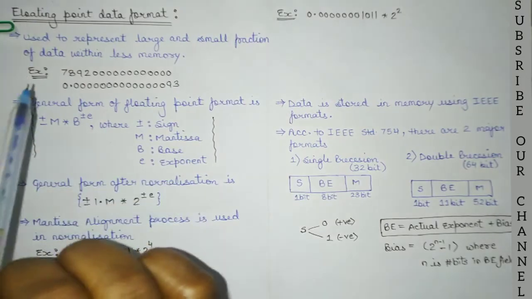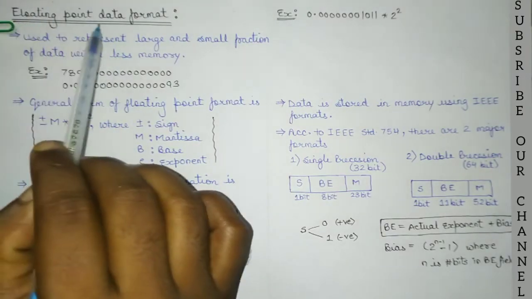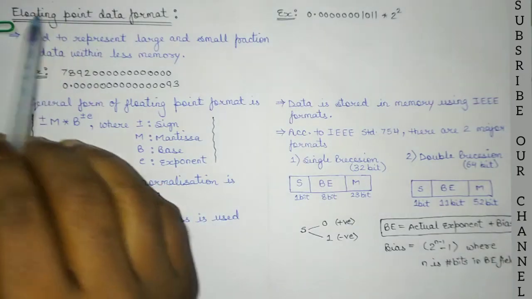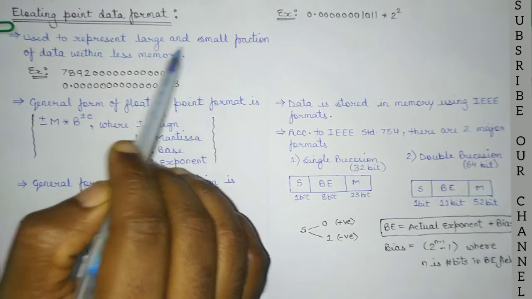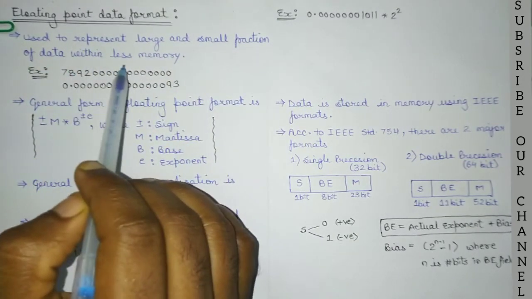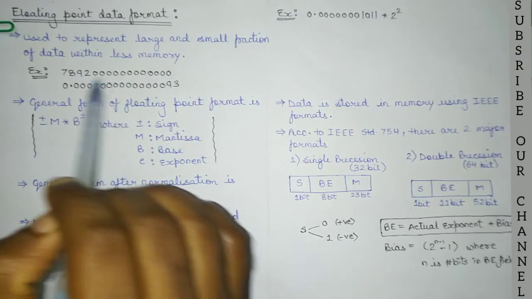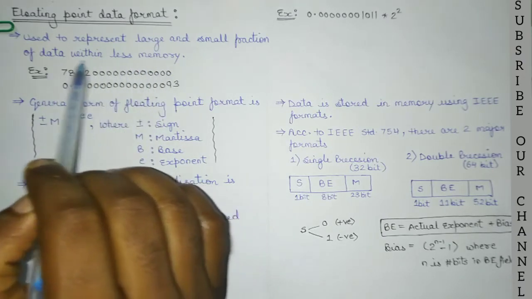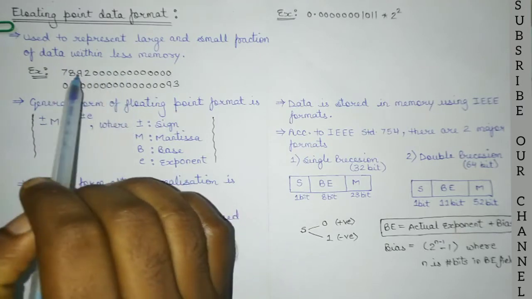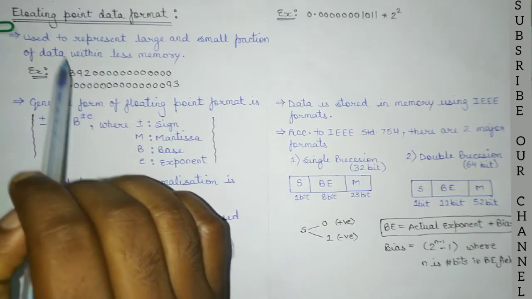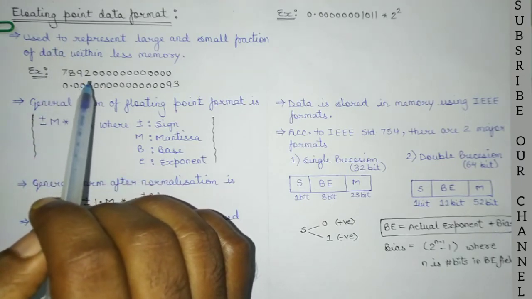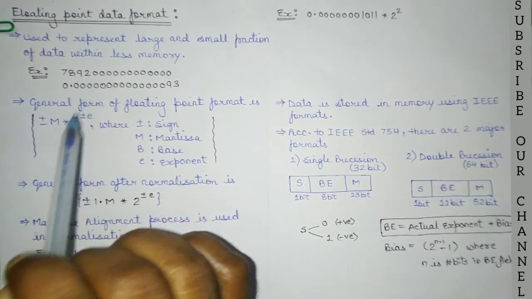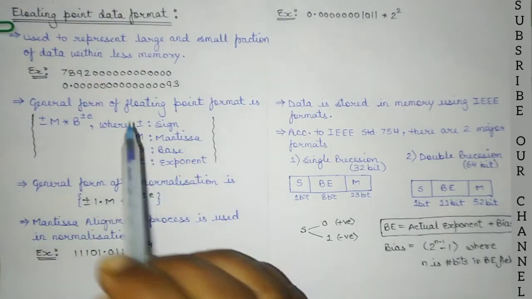First thing that should come to your mind is why we are using this floating point data format. What is the use of floating point data format? This format is used to represent large and small fractions of data within less memory. For example, there are two values. If you have to store this particular value in memory, it will take a lot of space. Using the floating point data format, we can store very large or very small values using less memory.